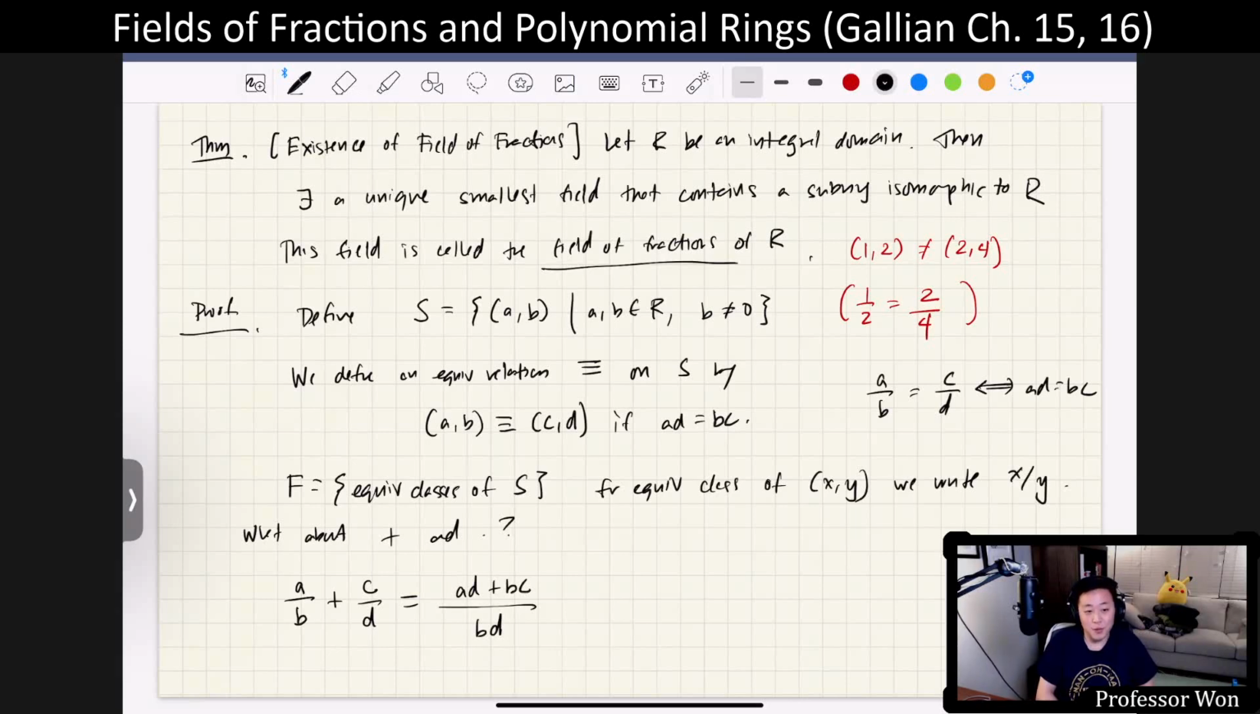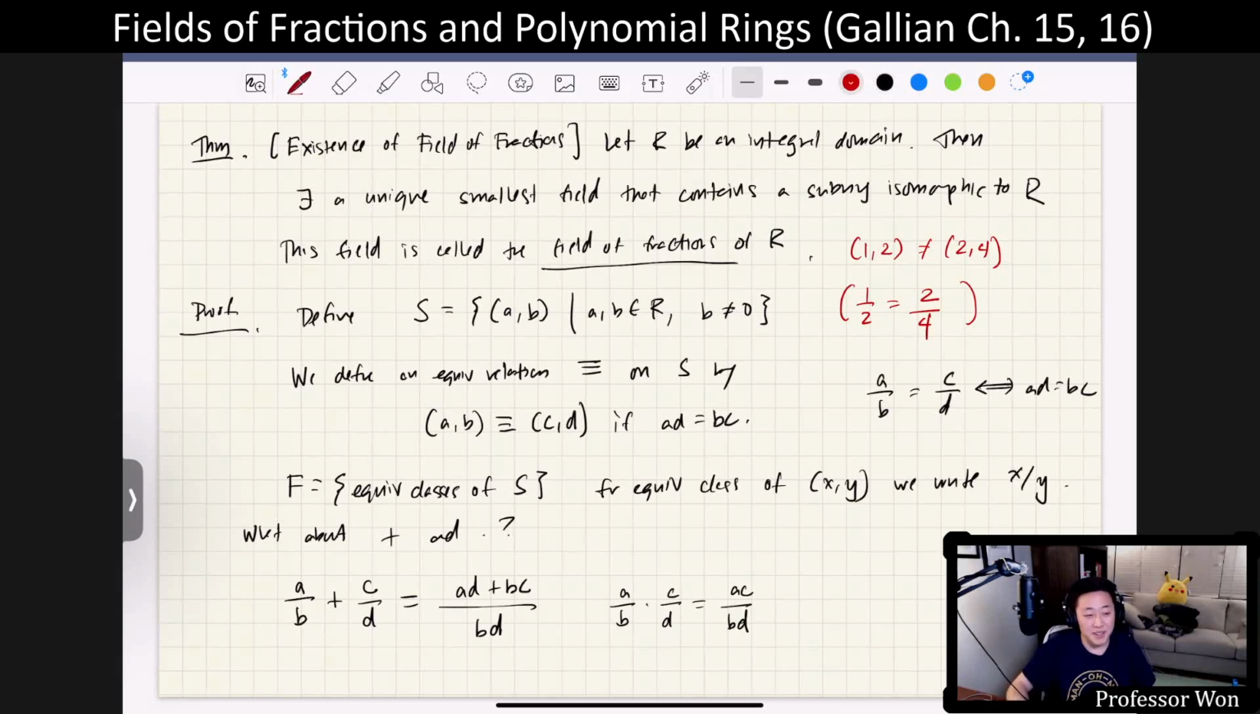Because there's more than one way to write the equivalence class. There's more than one member of the equivalence class A comma B, and more than one member of the equivalence class C comma D. If you choose different members, will you get the same result? The answer is yes, but we need to show that. And then we're also going to define multiplication of A over B times C over D to be AC over BD. So in a field of fractions, it behaves just like the rational numbers. We just need to make sure that these are well-defined operations.